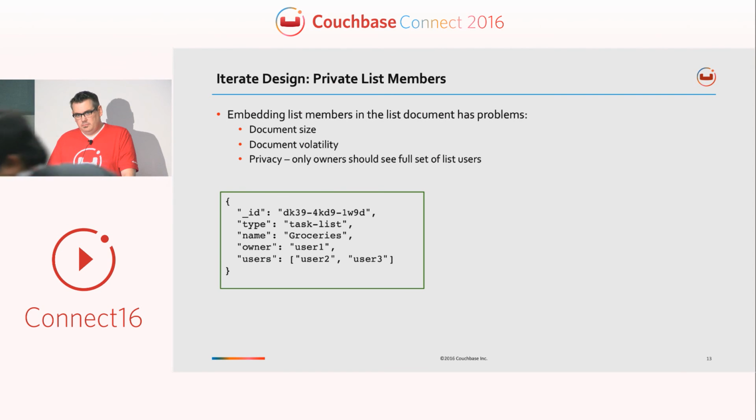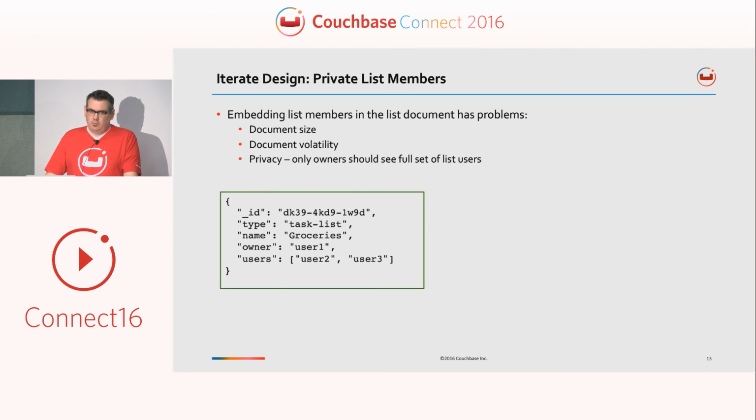The other issue then becomes around document volatility. If every time I add a new user to my task list, I need to do an update to this document to add them to this array, then again, that's an update to that document that needs to get pushed out to everyone who has visibility to that document. And then the final issue is a functional issue for our particular app, which is privacy.